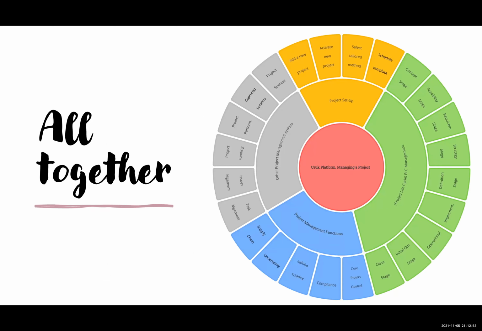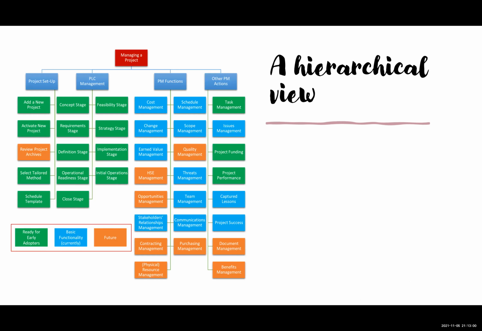Now, this circle technically shows everything I have just talked about, summarized, but let me zoom in here. This is the same information, however, in a hierarchical form. So we see the managing a project element at top level. At level 1, we have the 4 functional centers, which are the setup, the PLC, the functions, and other actions. And underneath each one of them are the modules that are either being built already or future.